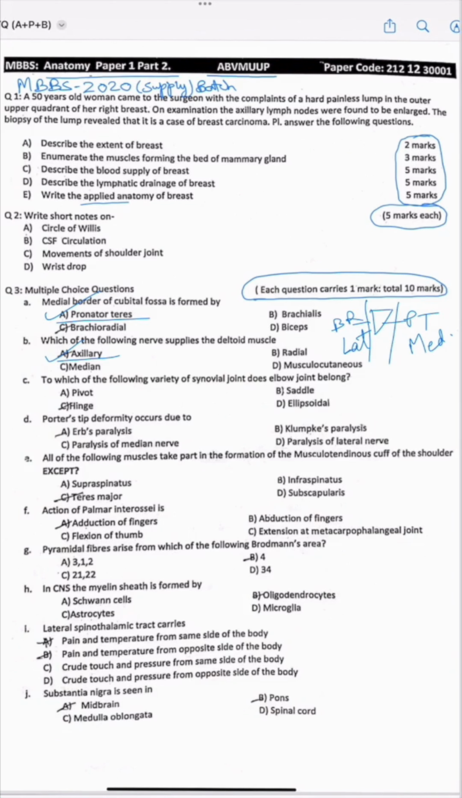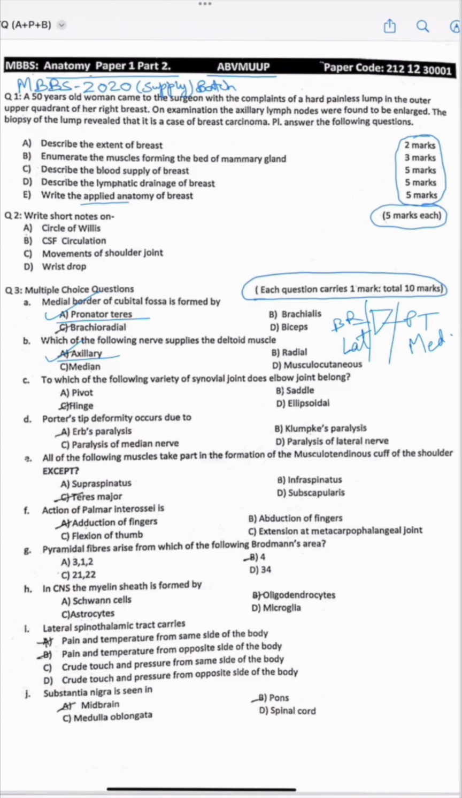Question number 3C. To which of the following varieties of synovial joint does the elbow joint belong? Pivot, saddle, hinge, ellipsoidal. So remember that the elbow joint actually is a compound joint which has three bones articulating: humerus, radius and ulna. So the humeroradial is a joint between a discoid head of the radius and the hemispherical capitulum. So that actually is a variety of ball and socket joint.